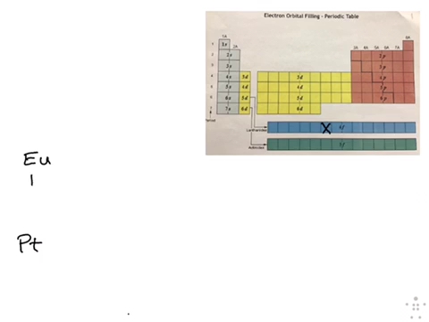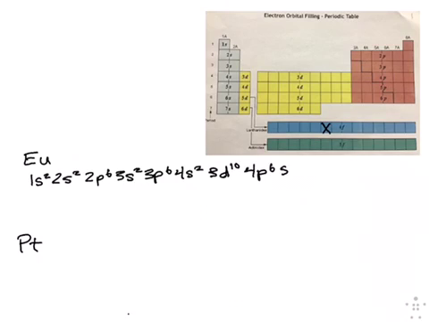So starting with europium, we got 1s2, 2s2, 2p6, 3s2, 3p6. Now we go to the fourth row, 4s2. There's our exception here, 3d10, 4p6, 5s2, 4d10, 5p6.